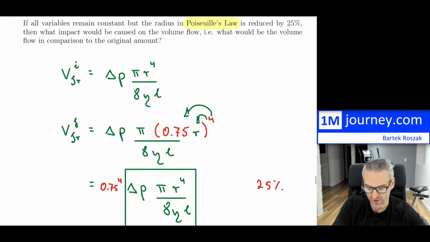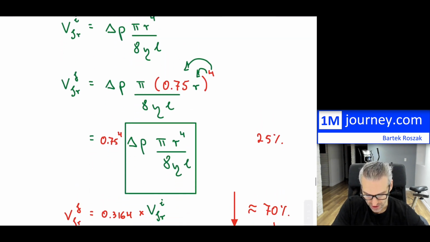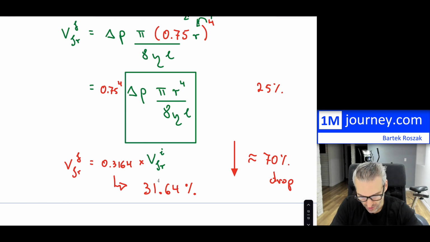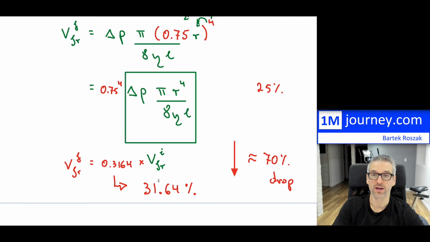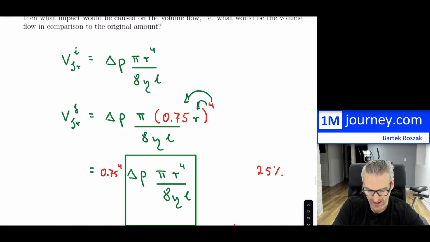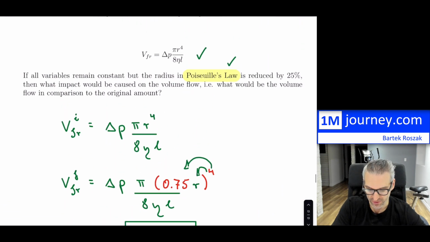Now, what would be the volume flow rate in comparison to the original? Well, in comparison to the original, it is about 0.3164 of the original, or it's only 31.64% of that original volume flow rate. Fantastic question for yourself to be able to understand the impact of radius reduction.